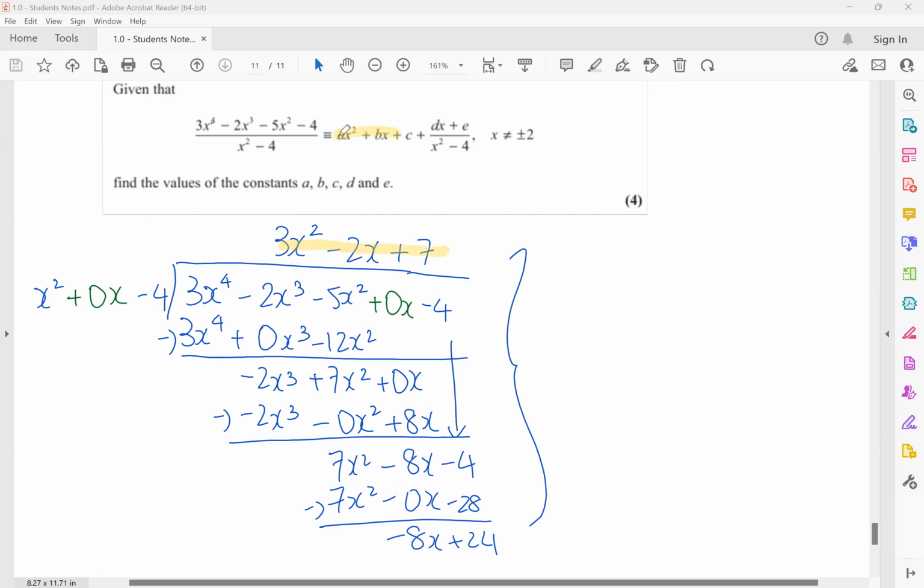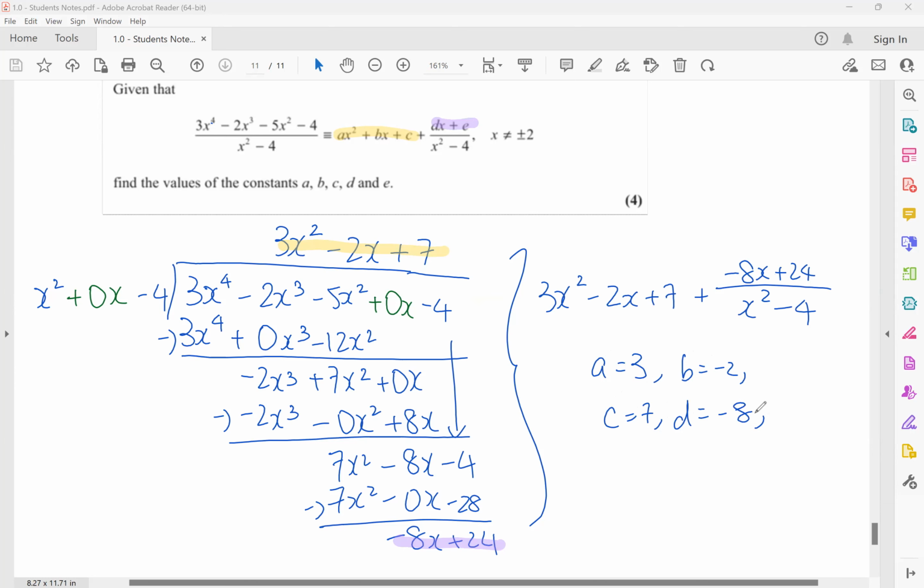That one goes in here. That one goes in there. You can see this time the denominator helps you identify the x term, so you're more or less on the right track. So my final answer will be 3x squared minus 2x plus 7 plus (minus 8x plus 24) over (x squared minus 4). So my a is 3, b is minus 2, c is 7, d is minus 8, and e is 24. And that's the end of chapter 1.